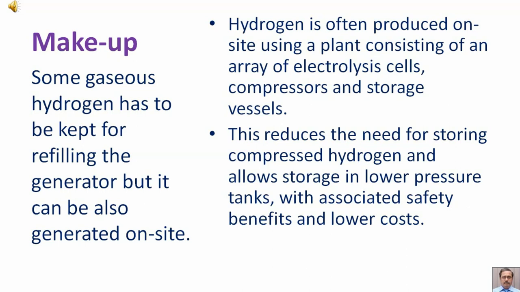Some gaseous hydrogen has to be kept for refilling the generator, but it can also be generated on site. Hydrogen is often produced on site using a plant consisting of an array of electrolysis cells, compressors, and storage vessels. This reduces the need for storing compressed hydrogen and allows storage in lower pressure tanks with associated safety benefits and lower costs.